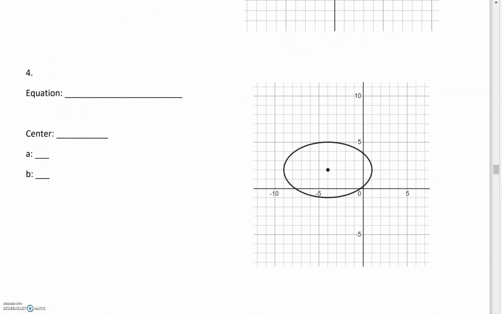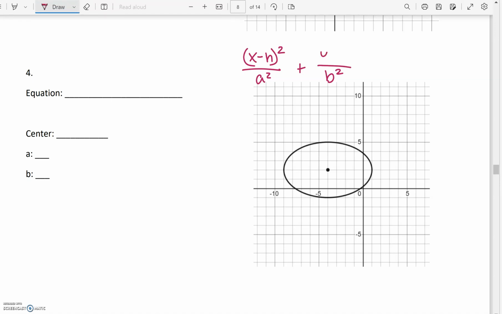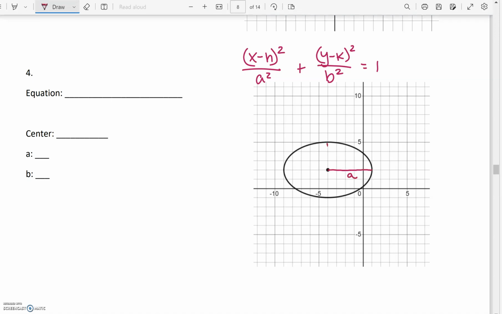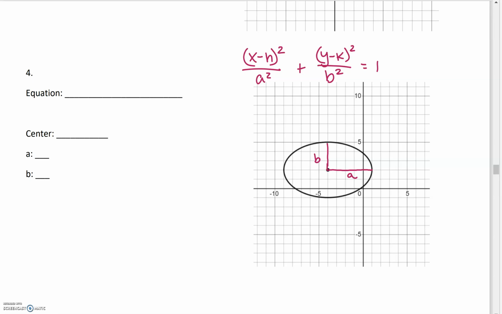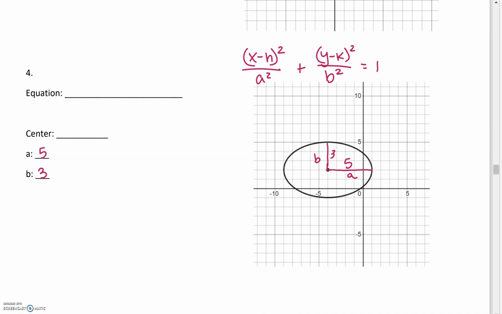So this last example is going to be our x minus h squared over a squared, because it's going horizontally. Our a goes first, and then our b squared on this side here with our y minus k squared equaling 1. So again, our distance here is a, distance here is b, and so that distance is 1, 2, 3, 4, 5. So that's 5, and then this distance here is 3. So 5 for a, 3 for b. Our center this time is at -4, 2.